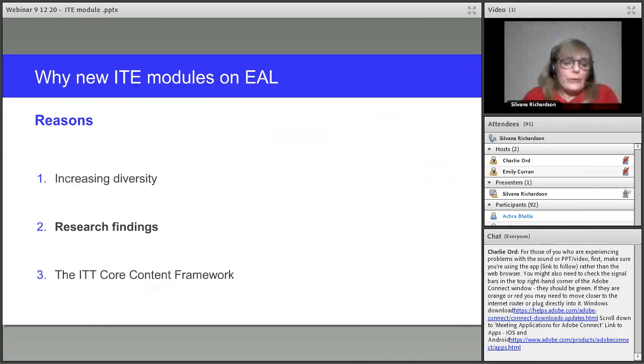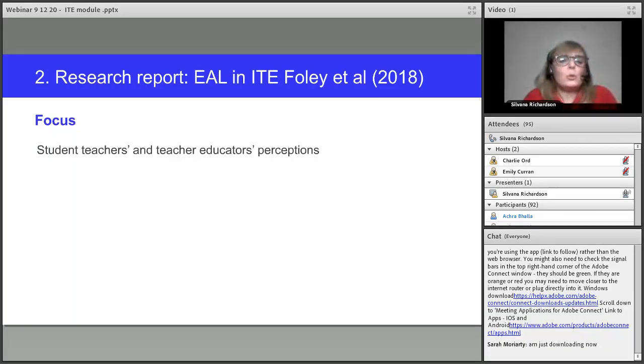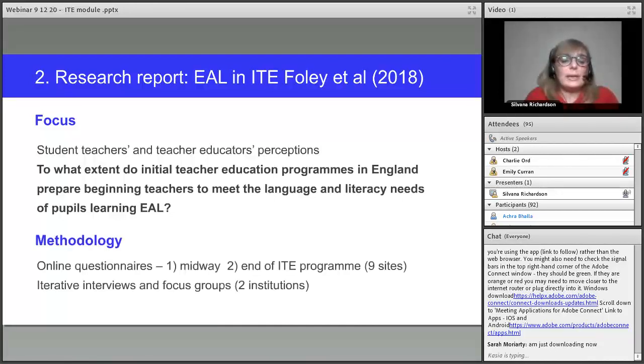If we look at research findings, as I said, back in 2018, the Bell Foundation published a research study called EAL in ITE, authored by Dr. Yvonne Foley and a team of researchers. The focus of this research was to gather both student teachers' and teacher educators' perceptions of the extent to which initial teacher education programs in England prepare beginning teachers to meet the language and literacy needs of pupils learning English as an additional language. I won't bore you with the detail of the methodology, but it's there if you want to know. Basically, very quickly, there was data collection midway through the study and at the end of the study.